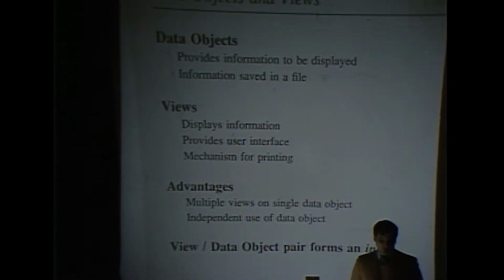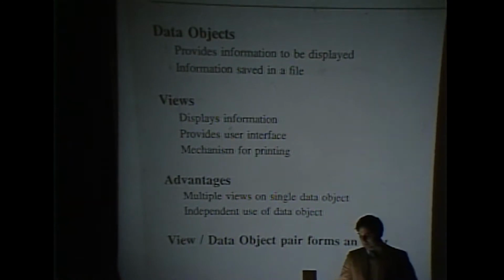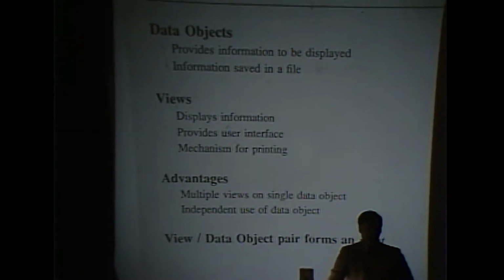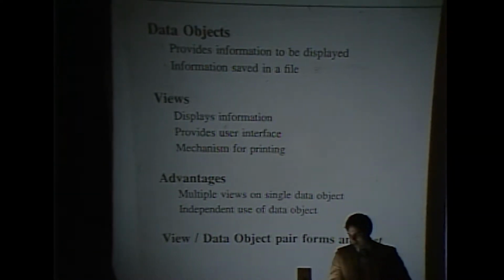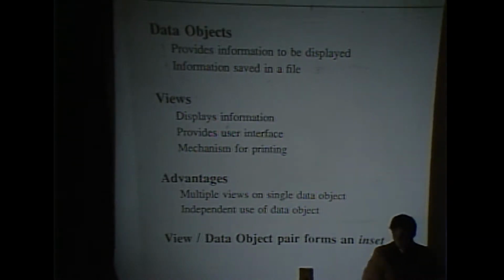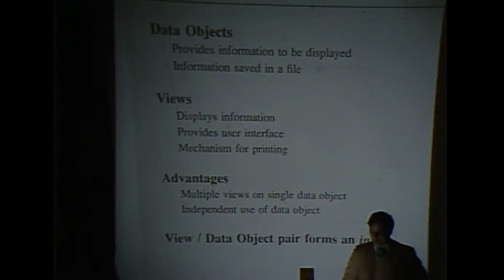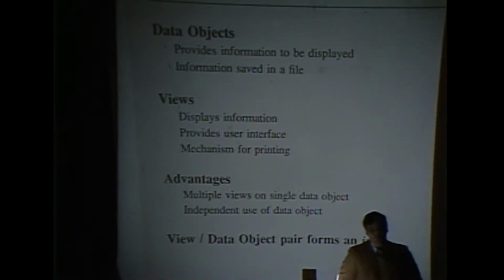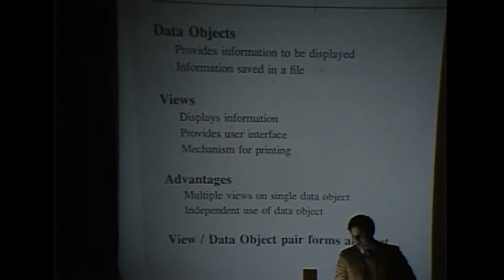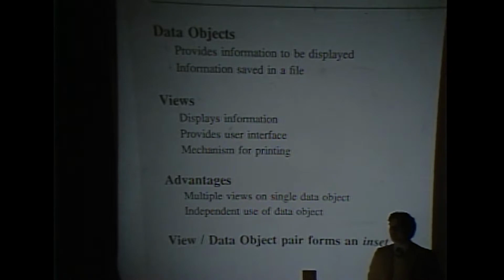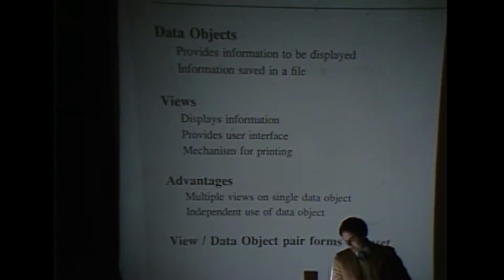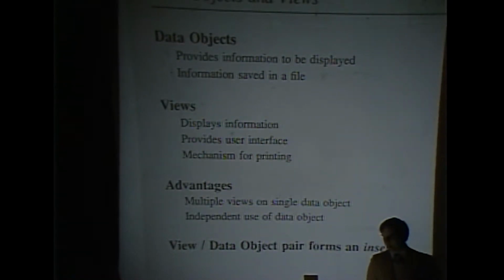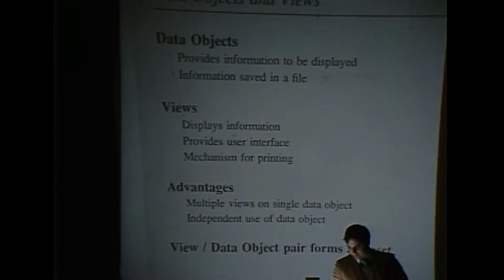That information is the information that is saved in a file in the system. There are also another set of objects which are called views, whose responsibility is for displaying the information on the screen. They also provide the user interface mechanism and provide the mechanism for printing. The advantages of doing this split are basically 2. We get multiple views on a single data object, and we also allow the independent use of the data object to build other data objects to be used by applications developers. And it turns out that when I talk about an inset, I'm actually talking about a view data object pair.